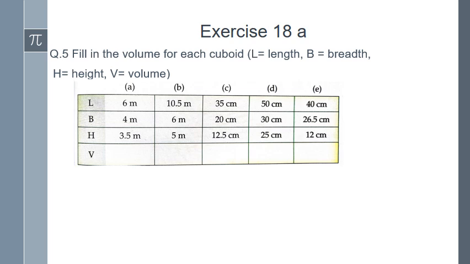And for length, the short form is L. For breadth, the short form is B. For height, the short form is H. And for volume, the short form is V.